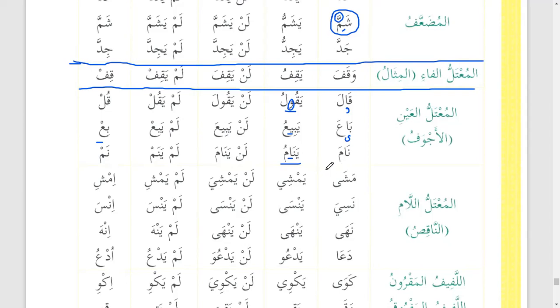Like, trace out the root letter, it should be waw. Alif can never be part of the root letter. In the root letter it will be waw, but in the present tense it will not be replaced by waw or ya. Exactly. It won't be replaced because it is yanamu, and we know that when there is a fatha before alif or waw or ya, then they change into alif. So that's why it has changed into alif.